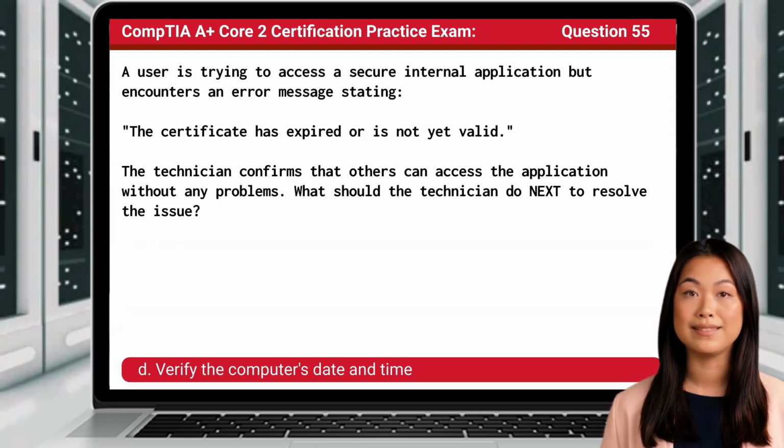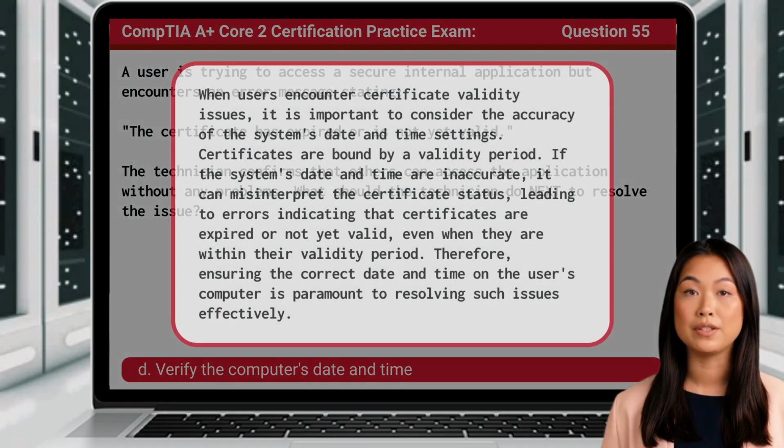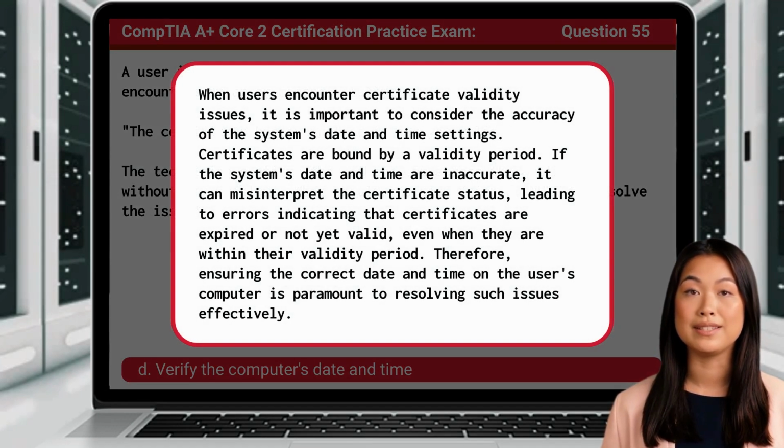The answer is D. Verify the computer's date and time. When users encounter certificate validity issues, it is important to consider the accuracy of the system's date and time settings. Certificates are bound by a validity period. If the system's date and time are inaccurate, it can misinterpret the certificate status, leading to errors indicating that certificates are expired or not yet valid, even when they are within their validity period. Therefore, ensuring the correct date and time on the user's computer is paramount to resolving such issues effectively.